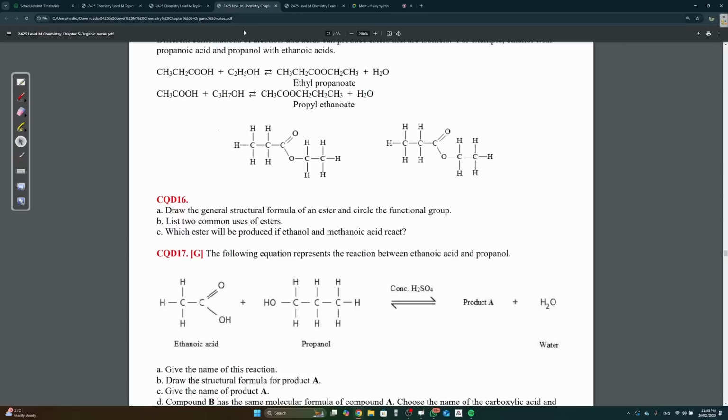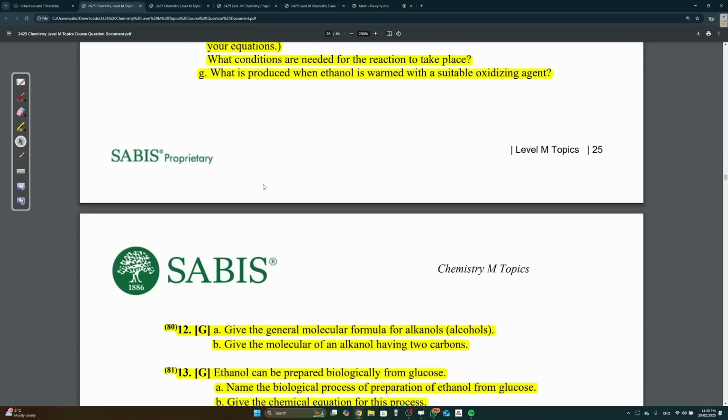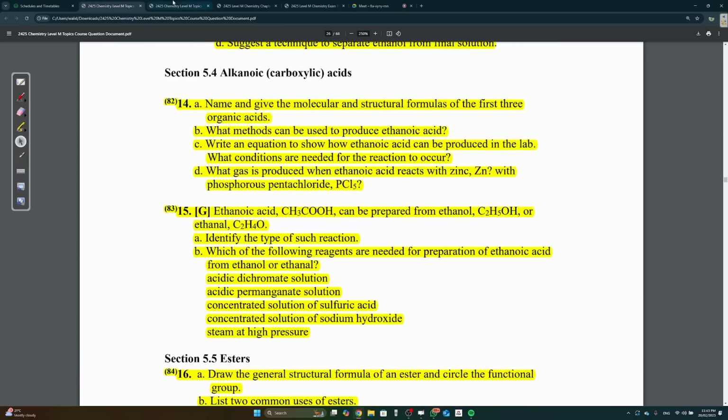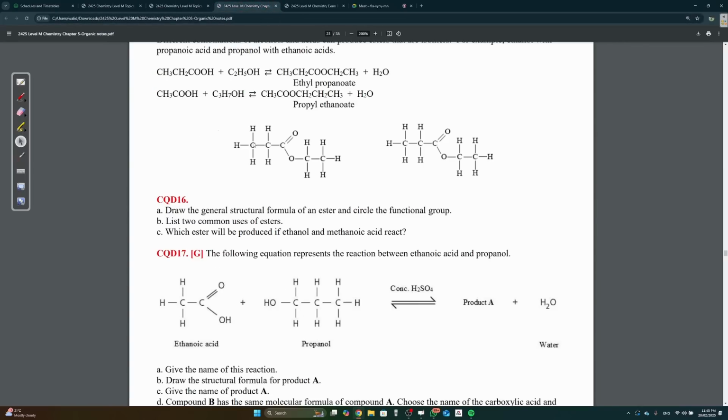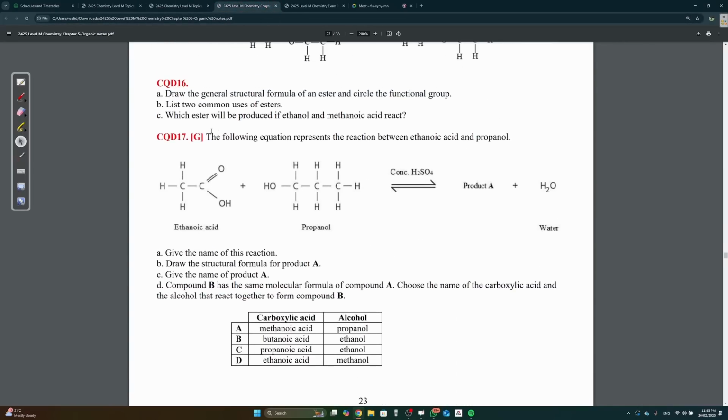That's correct, right? Okay, and part D, I can't see it. What question? 16? Olive oil is made of a long chain of acids. What common name is given to the substance produced by oil? Okay, forget about that. She didn't include it for a reason.